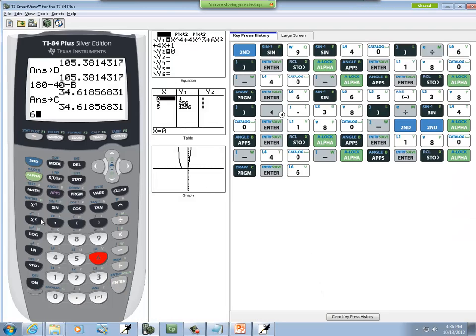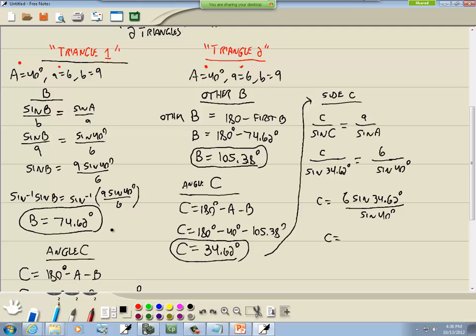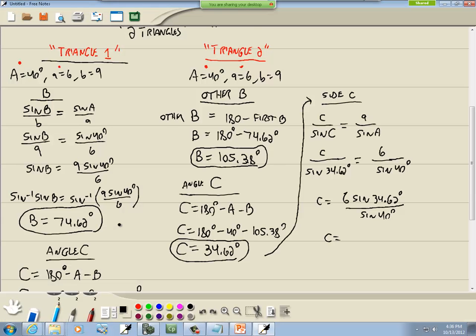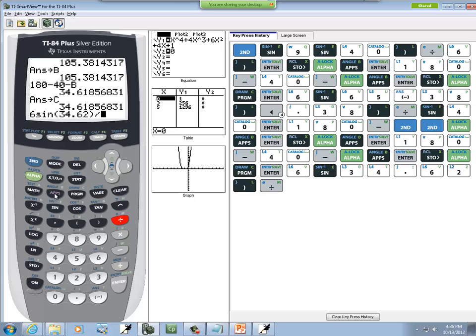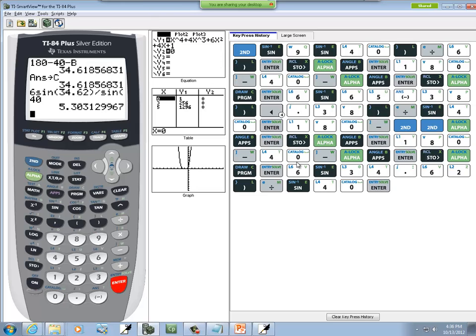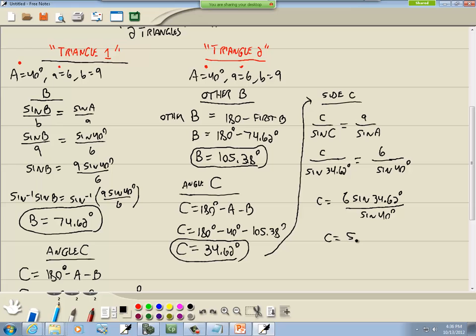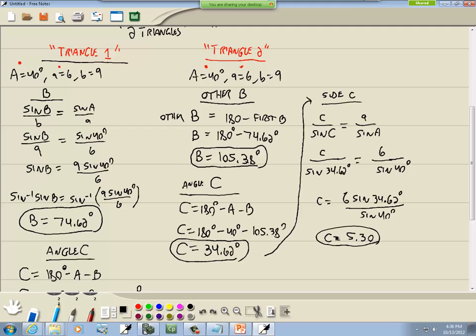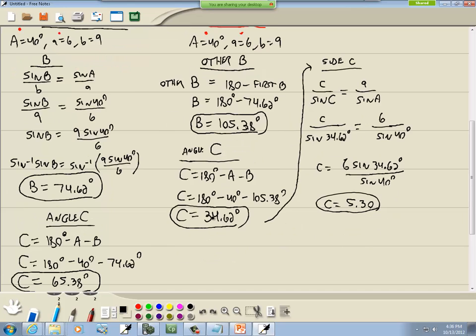Let's see what that gives us. 6 sine 34.62, close parentheses on that, divided by sine 40. And enter. We'll take it to 2 decimal places, and we've got 5.30, was it? 5.3? Yeah. And that would be our side C. And those would be our missing. It was solving a triangle, so we found our two triangles.